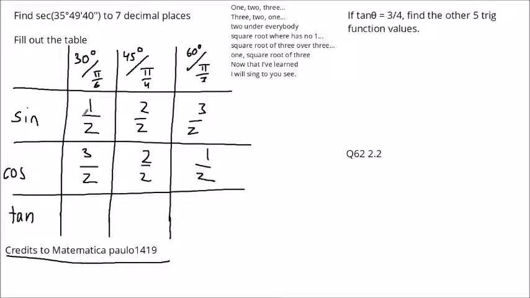Square root, where it has no 1, so there's no 1 in these two. Square root of 3 over 3. 1 square root of 3.